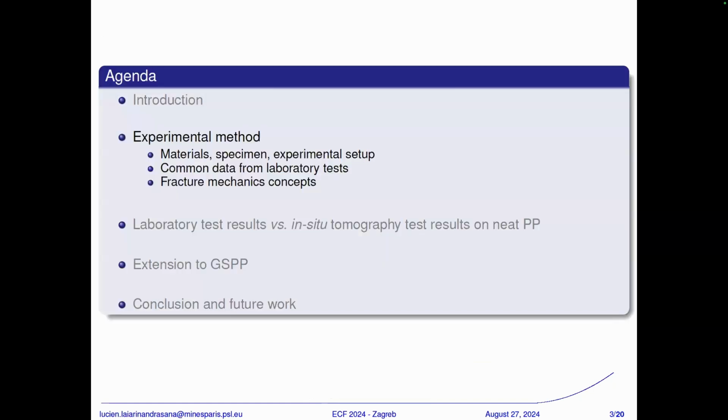Okay, so to do that, I have this agenda. The first one, I will talk about the experimental methods. The second one is the comparison of this laboratory test with tomography tests on polypropylene. And then the last is the extension to the GSPP, if I have enough time, and then going to the conclusion.